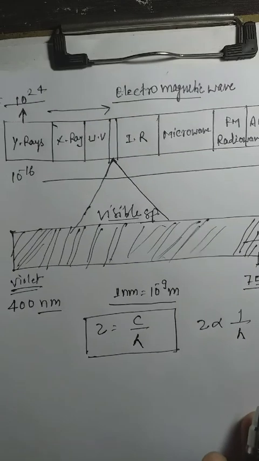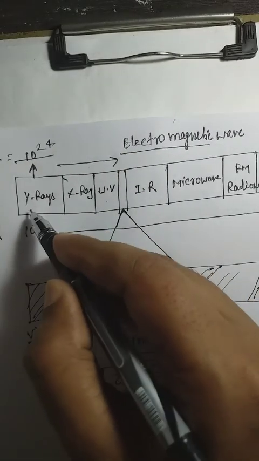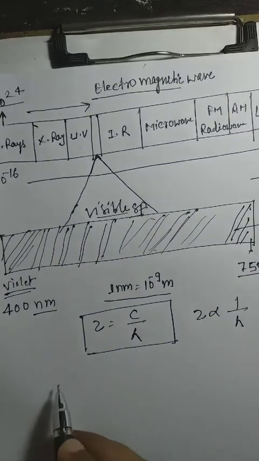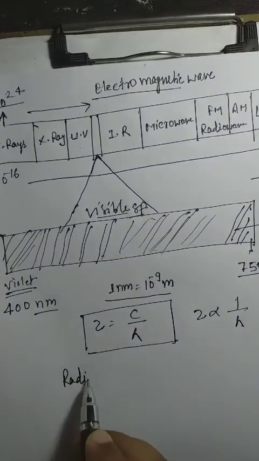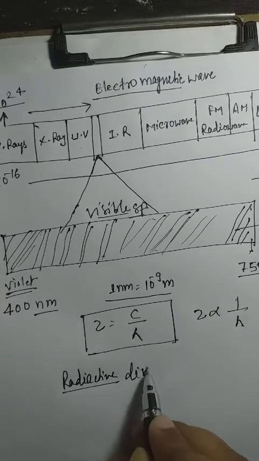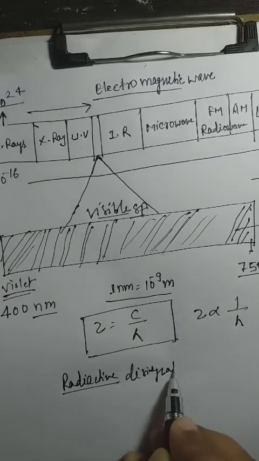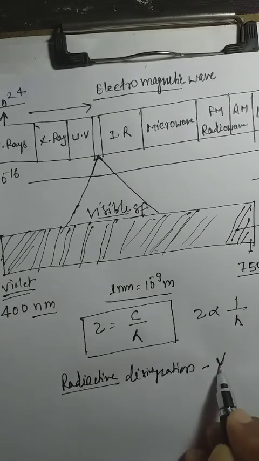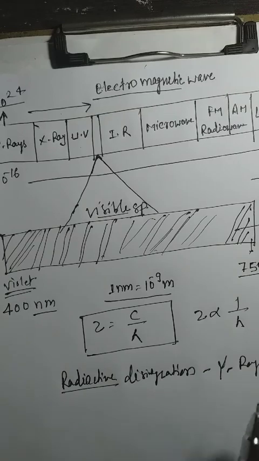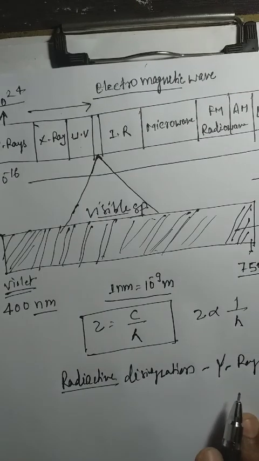Radioactive disintegration mainly relies on gamma rays. Keep in mind, somewhere if you find radioactive disintegration, the generation source is gamma rays. This is our generation source.